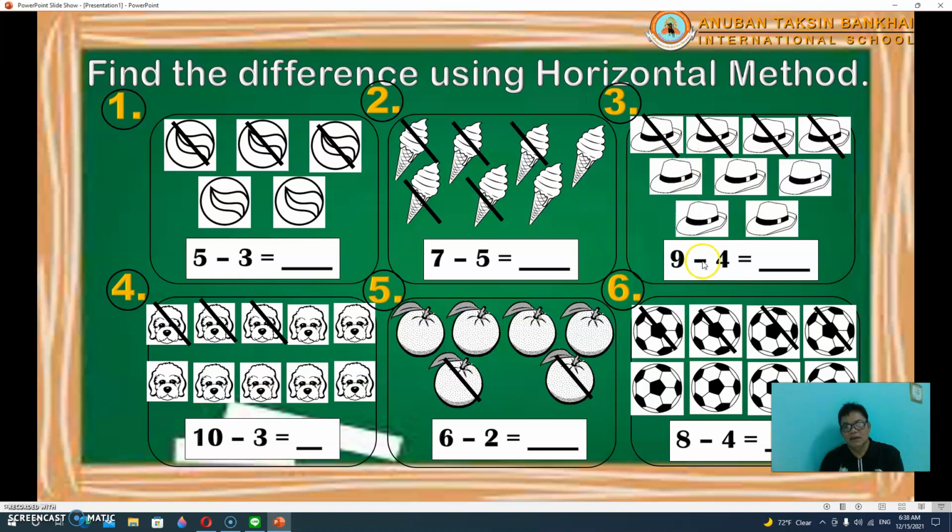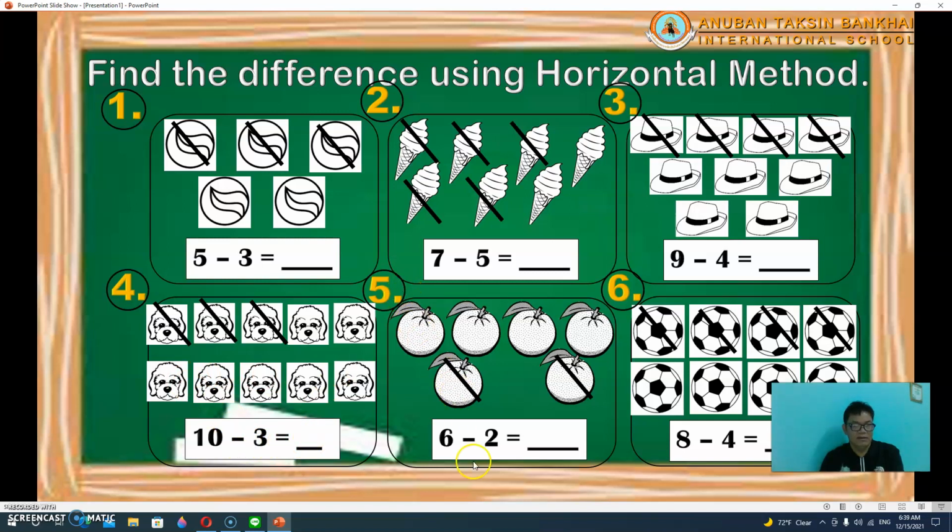Okay, 9. So minus 1, 2, 3, 4. So your answer is 1, 2, 3, 4, 5. So 9 minus 4 equals 5. Okay, this one. What are these? Dogs. Okay, so how many dogs are there? 10 minus 1, 2, 3. So your answer is 1, 2, 3, 4, 5, 6, 7. So 10 minus 3 equals 7.